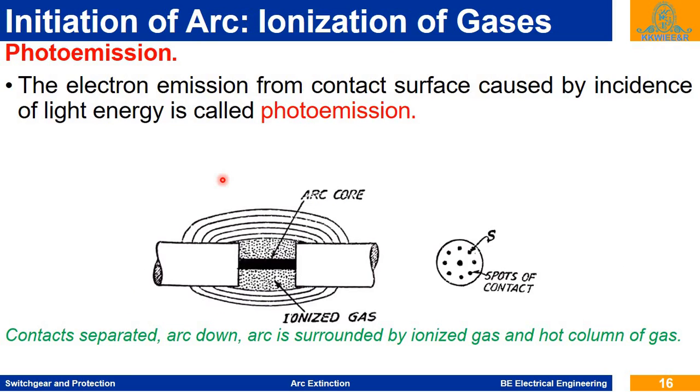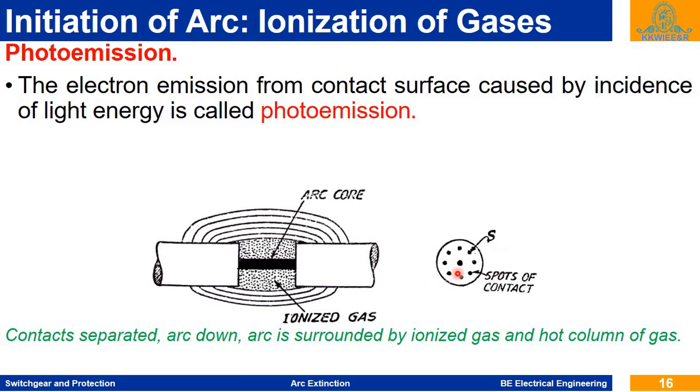Next is photo emission. The electron emission from the contact surface caused by the incidence of light energy is called photo emission. When the arc core is formed, it has a very high temperature and produces light energy. This light energy is incident on the surface of the fixed and moving contacts, and because of it, electrons are emitted from the surface.